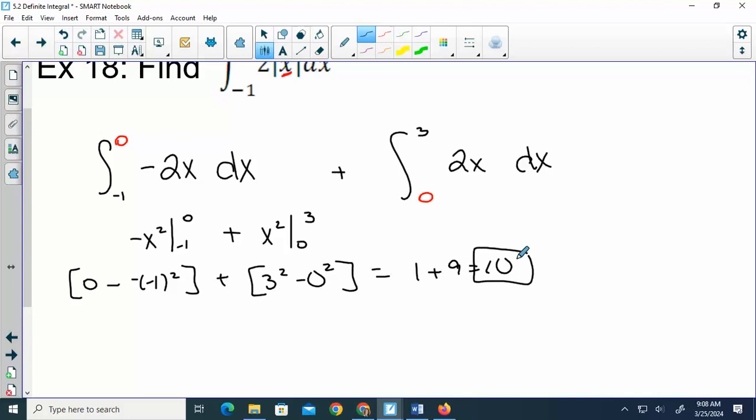Questions on that? I think I've got another absolute value one, but I think I may add in a different one before we do that next one. I don't know if you have room on the back page, maybe. So I'm going to add in an example.